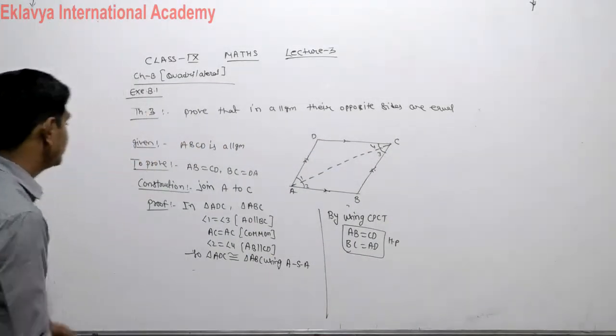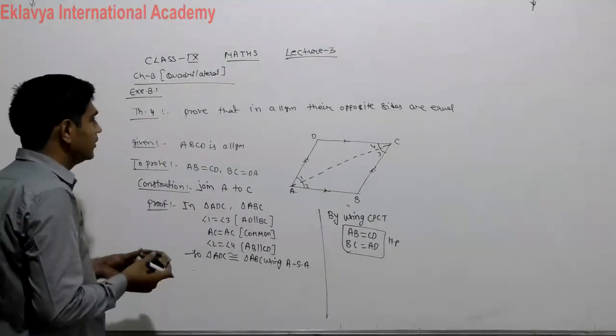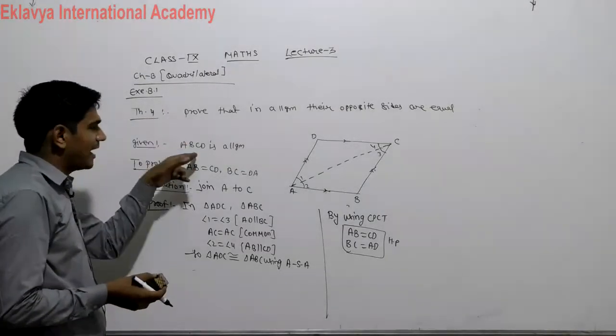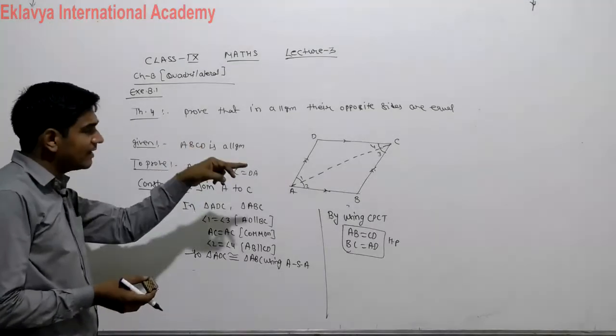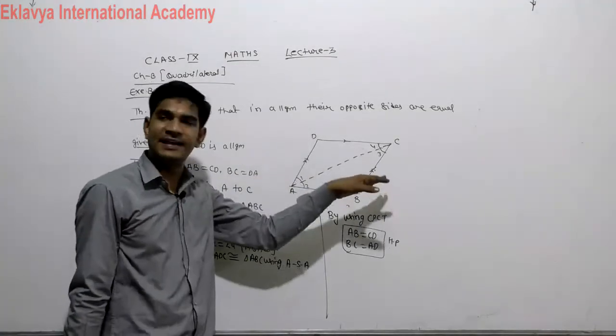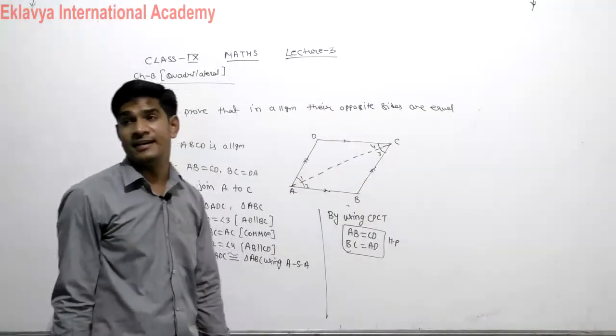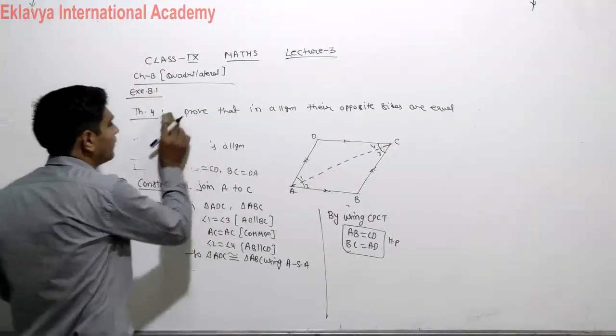Now next, theorem number 4. In that theorem, students, a parallelogram is given to you, then you have to prove opposite sides are equal. You do not have to use opposite sides to prove it; you have to prove that their opposite sides are equal. Next, theorem number 4.